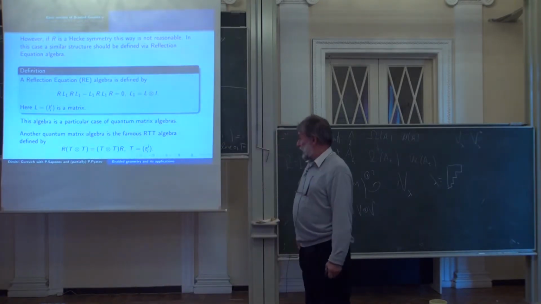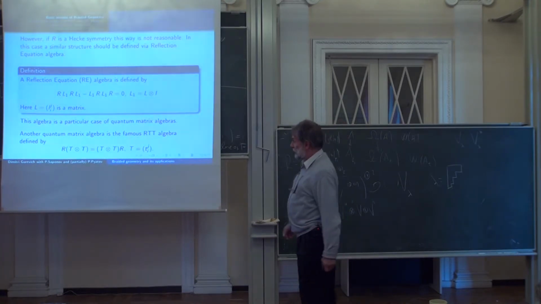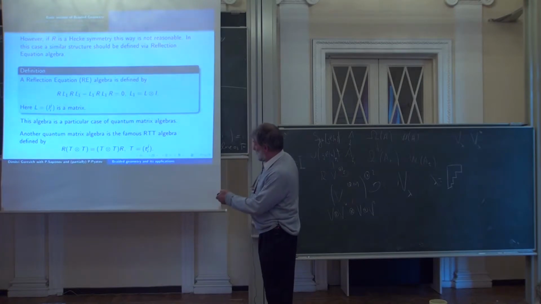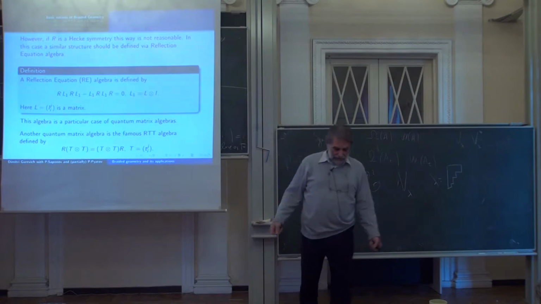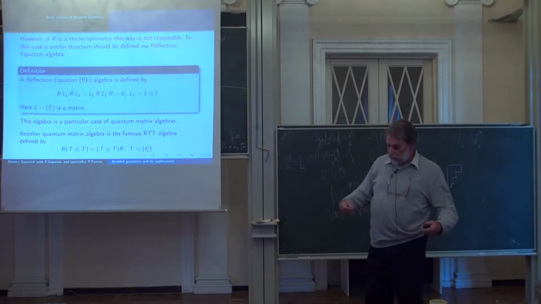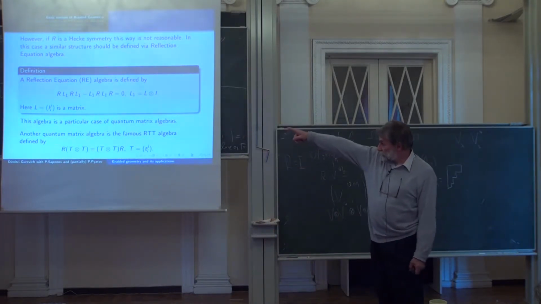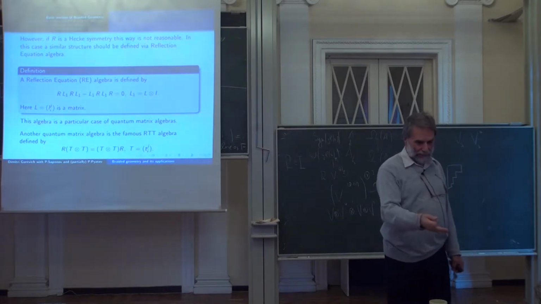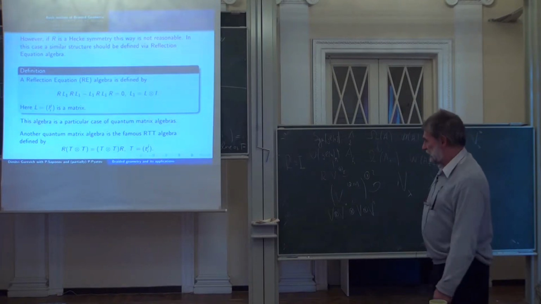Now I want to pass to the non-involutive case. In the non-involutive situation, I assume R to be a Hecke symmetry. I want to introduce the so-called reflection equation algebra. The reflection equation was introduced by Cherednik with a parameter, of course, but this term, reflection equation algebra, was introduced here, if I am not mistaken, by Petr Petrovich.